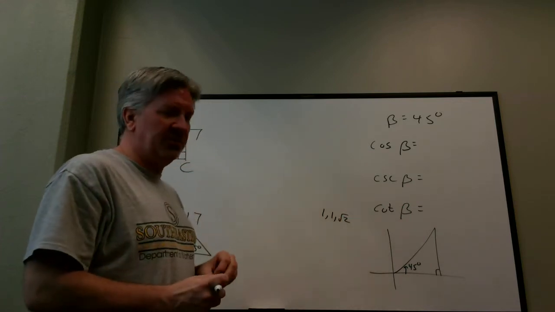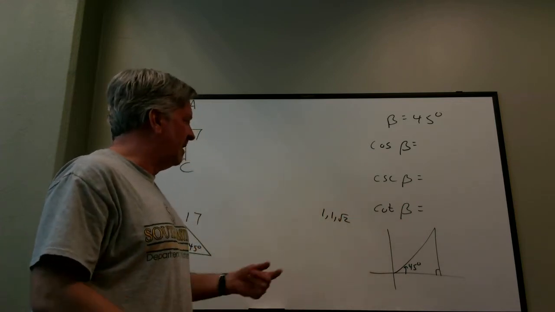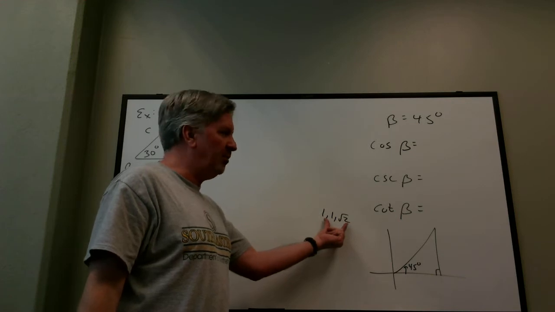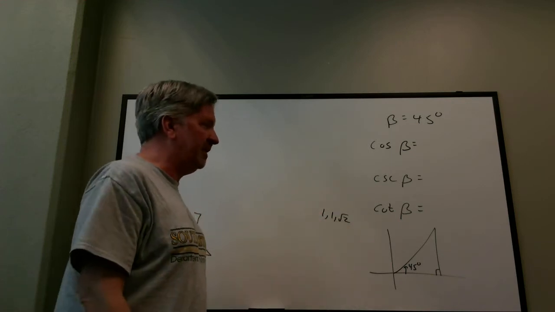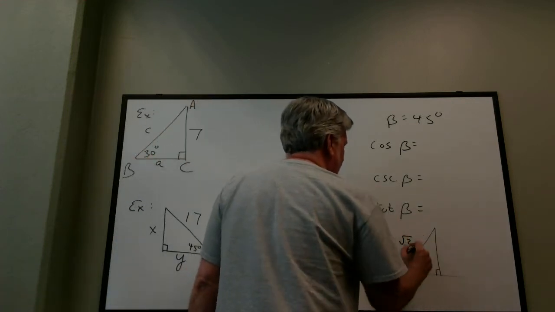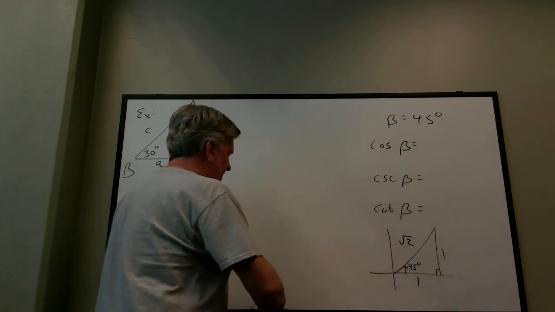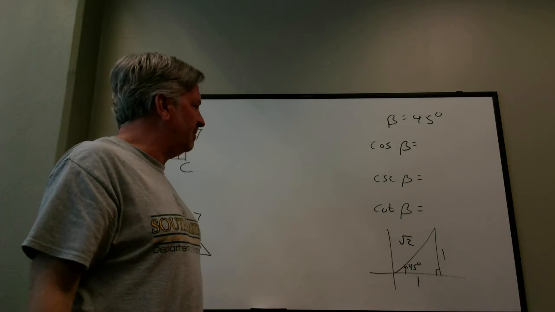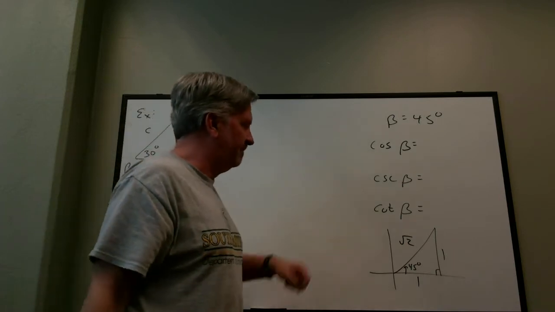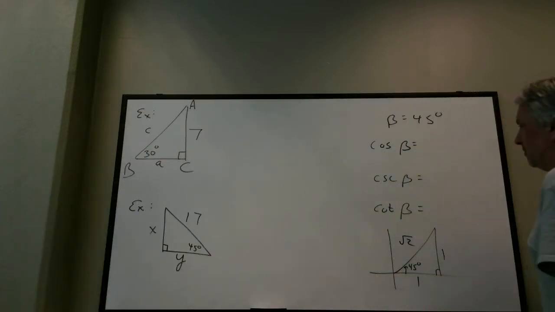This one's a lot easier than the 30, 60, 90 triangle because square root of 2 is about 1.4. It's the largest number of the three, so it has to go on the hypotenuse. And then you have a 1 and a 1 on the other sides. So that's easy. Now we have the three numbers in our triangle. Now we just answer using the definitions of our six trig functions.